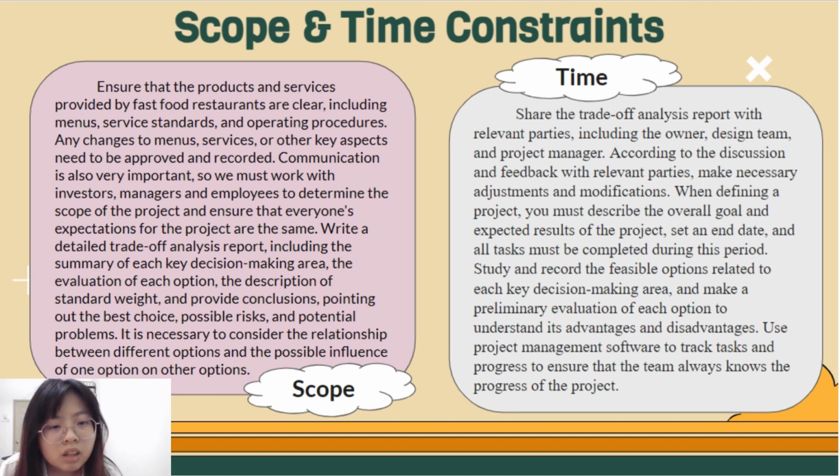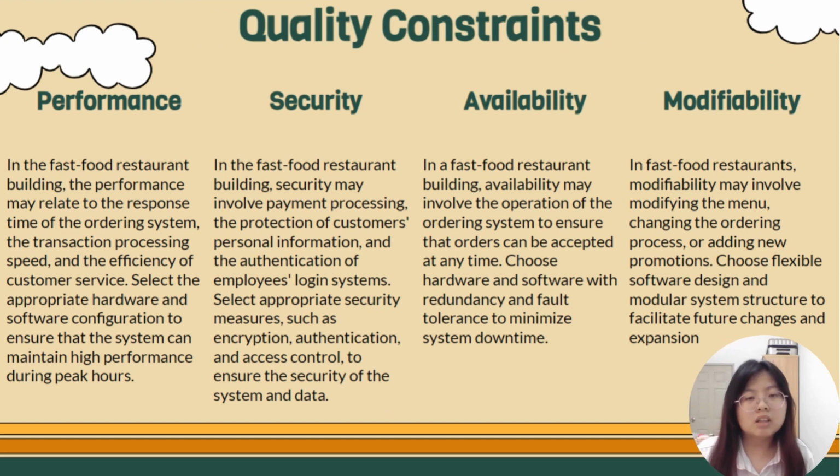When defining a project, you must describe the overall goal and expected result of the project. Set a start date and an end date, and all the tasks must be completed during this period. Study and record the feasible options related to each key decision-making area and make a preliminary evaluation of each option to understand its advantages and disadvantages. Use project management software to track tasks and progress to ensure that the team also knows the progress of the project. The last part is quality constraints.